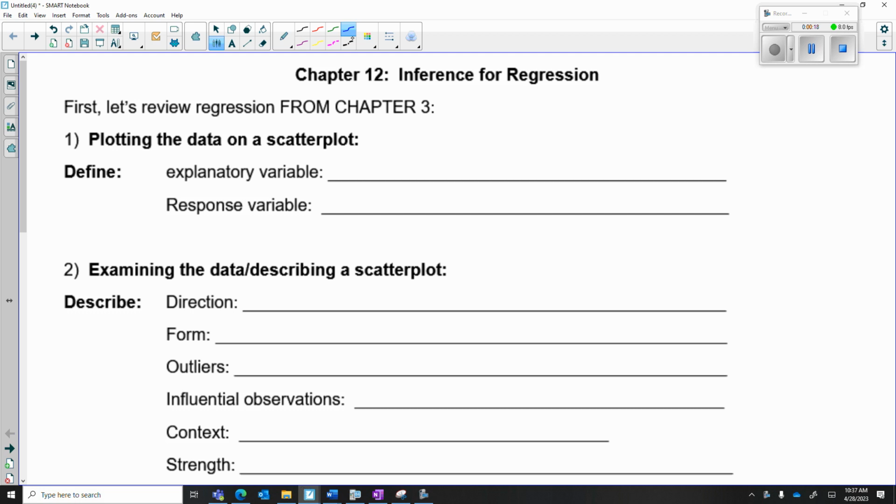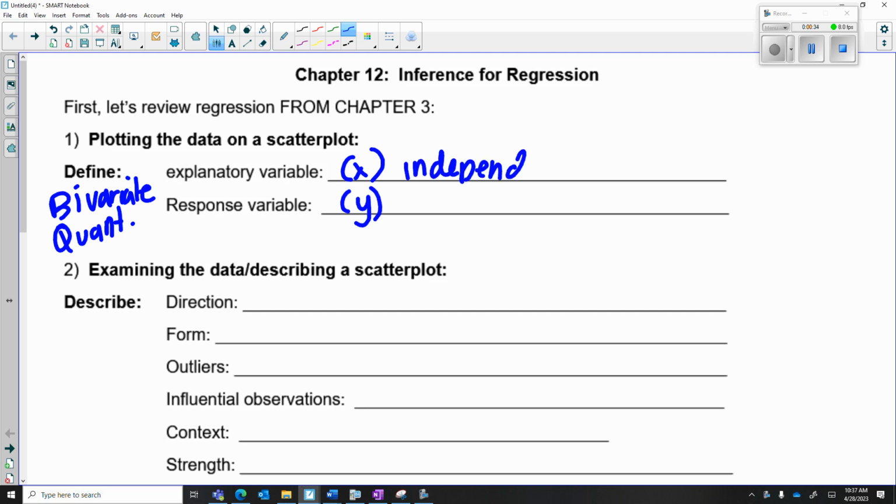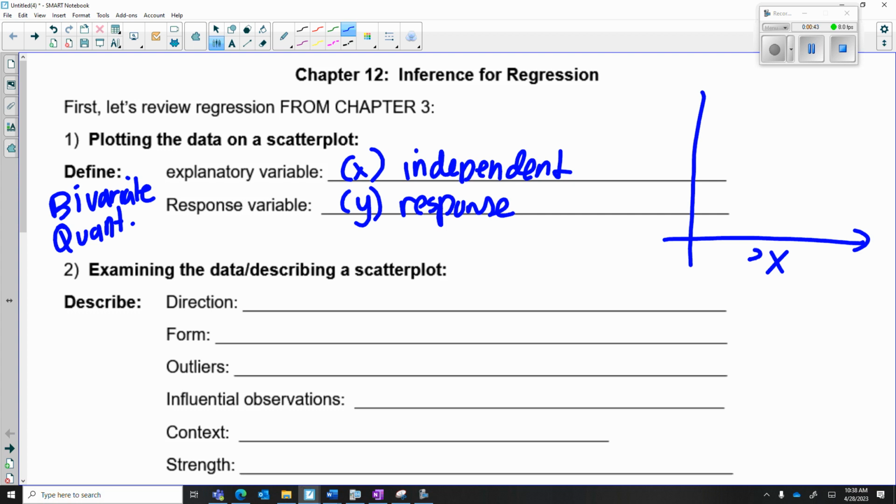So remember, regression has to do with bivariate data. Bivariate data means two variables, and specifically they are quantitative, which means they are numeric. The explanatory variable is the x variable, also known as the independent variable, and the response variable is the y variable. When we're making a scatter plot, the explanatory x variable goes on the x-axis, and the response goes on the y-axis.